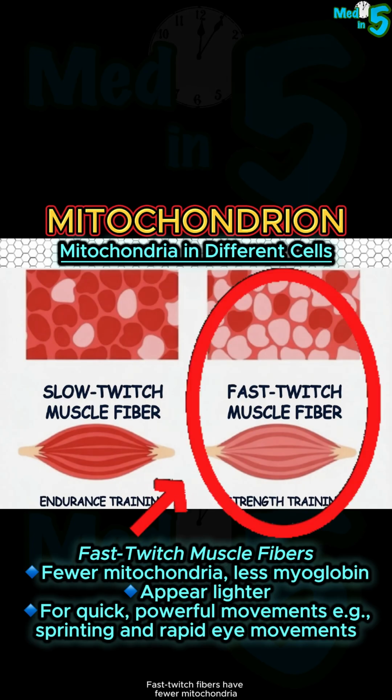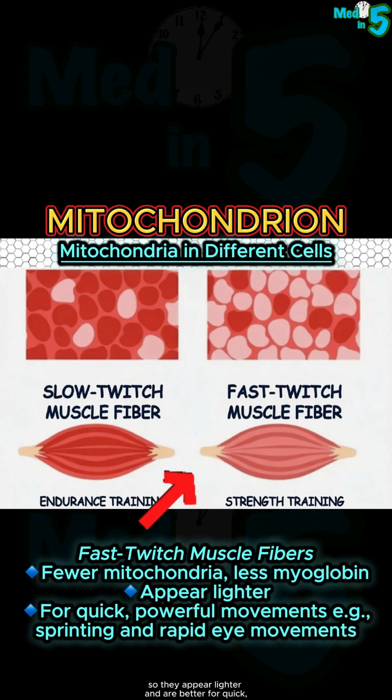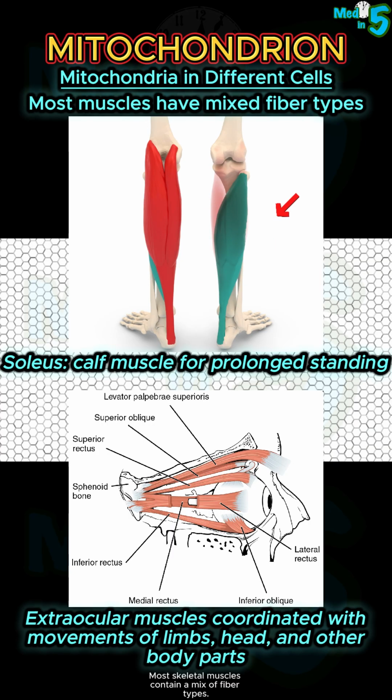Fast-twitch fibers have fewer mitochondria and less myoglobin, so they appear lighter and are better for quick, powerful movements like sprinting and rapid eye movements. Most skeletal muscles contain a mix of fiber types. Some muscles are predominantly slow twitch, such as the soleus. Others have a higher proportion of fast twitch fibers, such as the extraocular muscles.